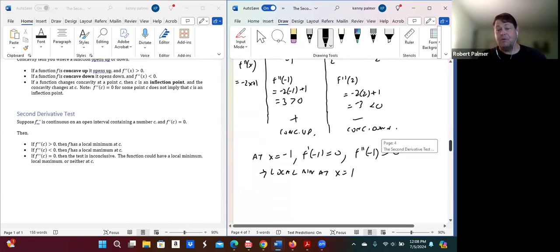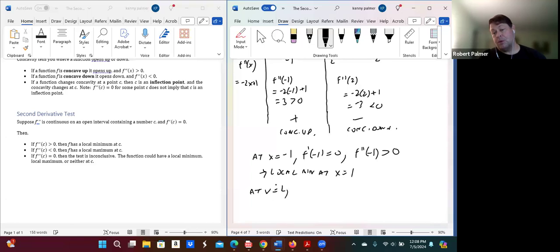Okay, look at our other critical value at x equals 2. Once again, what we see is that f prime of 2 is also 0. It's a critical value. And f double prime of 2 is, we said, negative. So from our second derivative test, if the second derivative is negative at a critical value, that means we have a local maximum there.